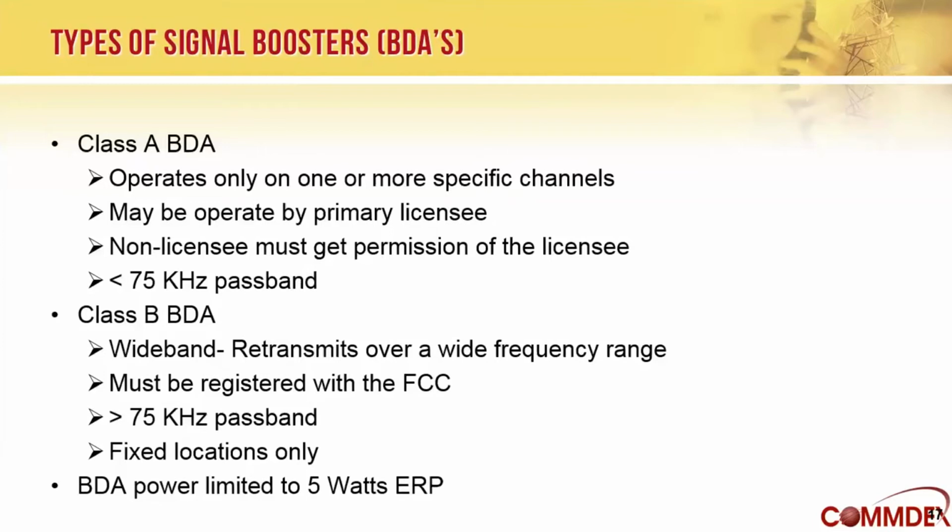The second type is called a Class B BDA, and this is a wideband BDA, transmits over a wider frequency range. It has to be registered with the FCC, and it is defined as a BDA having greater than a 75 kilohertz passband. So this is when you need to operate an entire band of frequencies within a building. They can only be operated in fixed locations and not mobile. And in each case, your BDA power is limited to 5 watts of effective radiated power.